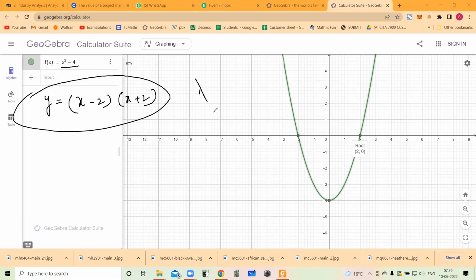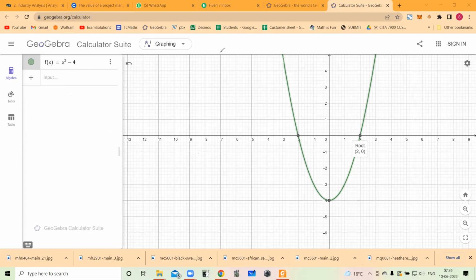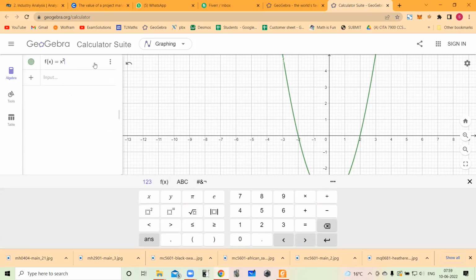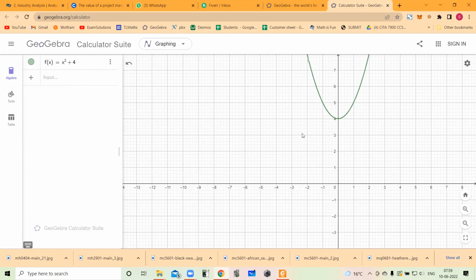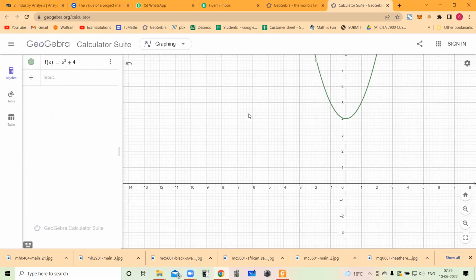But if the parabola is above the x-axis, will you get any x-coordinate? Any x-intercept? It's above the x-axis. It's like, you know, x squared plus 4, for example. Do you get any x-intercept? No. That means you won't have any solution for the x-intercept.